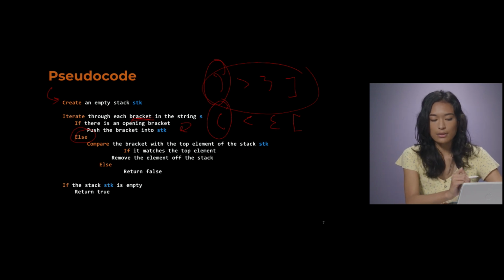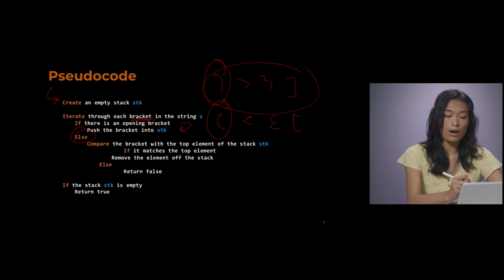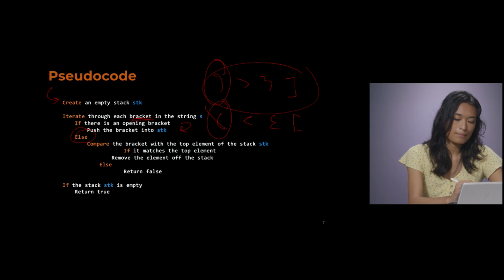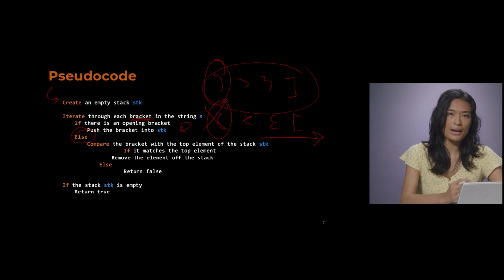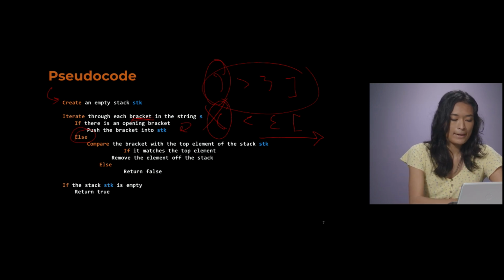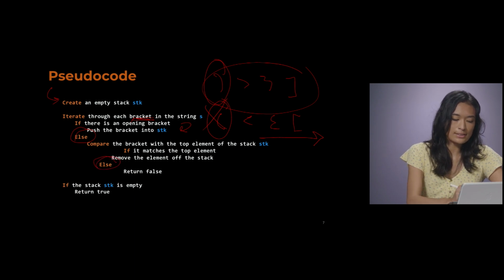So let's say I were to compare this element and this element. Now you can see that the closing one matches the top element, so it's in proper order, and we can remove that opening one off the stack. And that's the process of eventually having our stack being empty, having all of those ordered pairs out of the stack.